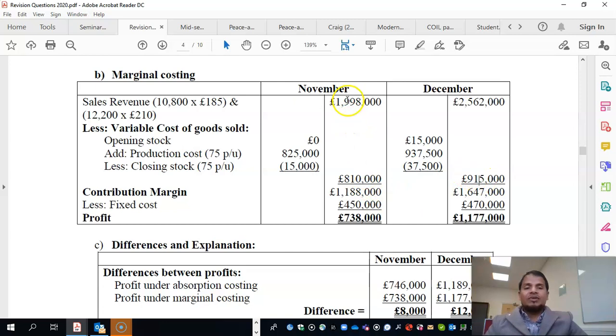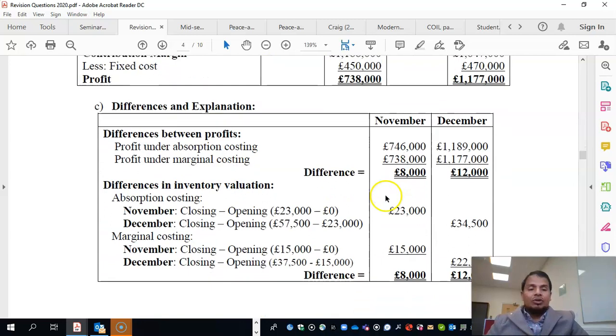Okay, so if we deduct variable cost of goods sold from sales revenue, you will get contribution margin, right? Sales minus variable cost is contribution margin, minus fixed cost, the given actual fixed cost total, right? So 450,000 and 470,000. We do not need to adjust over or under absorption because we are deducting the actual fixed cost from here. Okay, so that's why 738,000. So contribution margin minus fixed cost is 738,000, and in December, 1,177,000 is our profit under marginal costing.